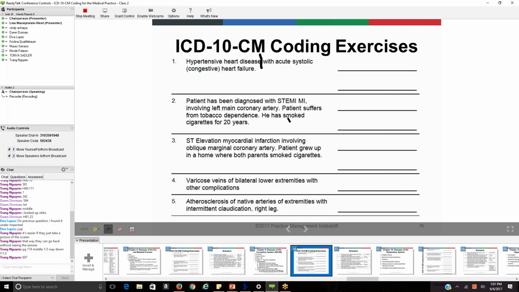Okay, so let's look at number 2. Patient has been diagnosed with a STEMI, myocardial infarction involving left main coronary artery. Patient suffers from tobacco dependence, has smoked cigarettes for 20 years.